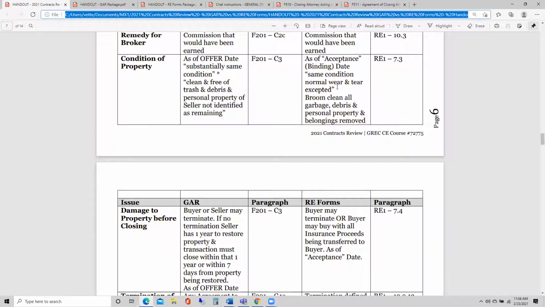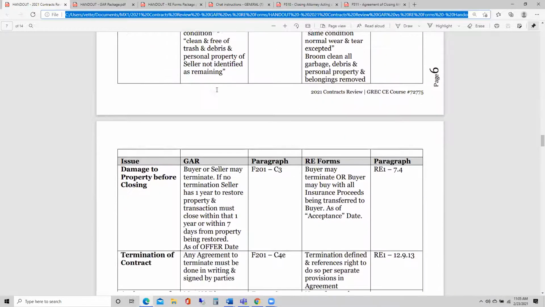At that point, GAR changed the contract to now say that at closing, the property needs to be in substantially the same condition as it was as of offer date. That got changed last year. A non-working HVAC unit is not substantially the same as a working HVAC unit. So that is a pretty interesting difference if you are selling, especially an older home. That's a distinction, and that's why GAR changed that.